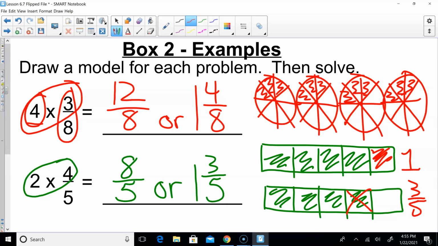So you can pause it right now, write down this information, write down the models in particular and the information, see how they're connected, so you have a visual with the numerals.